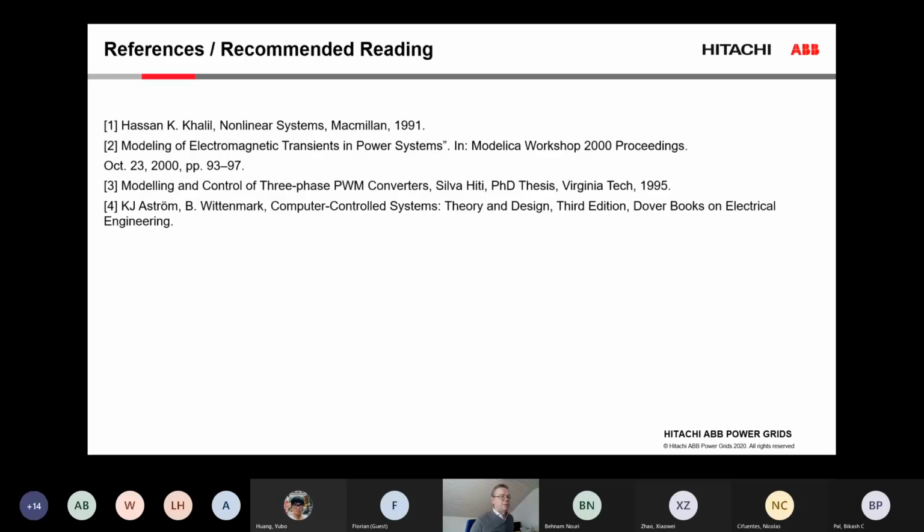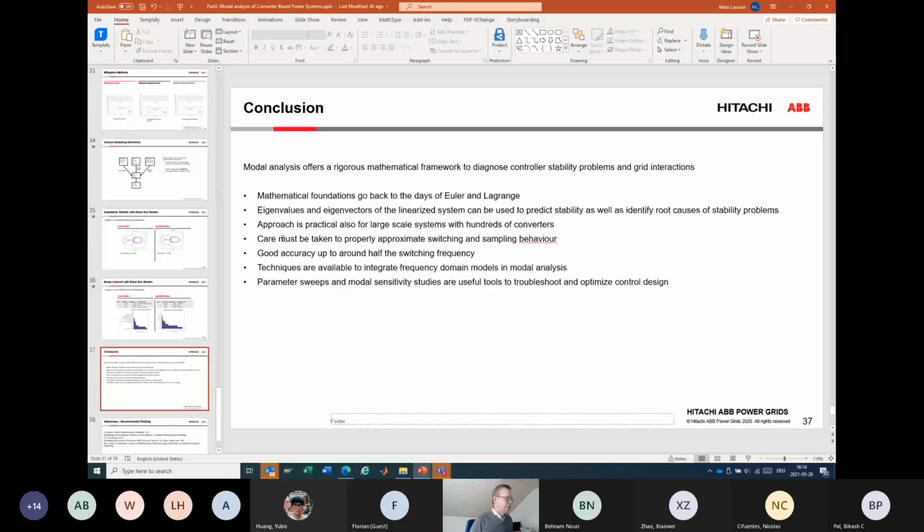So that wraps up the main theoretical part. Great. Any questions on this part?